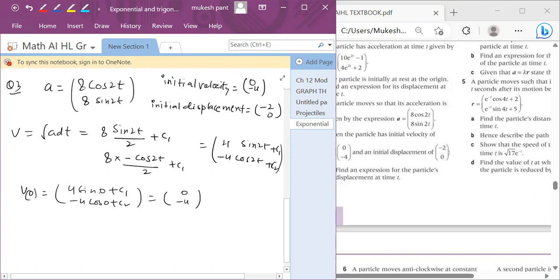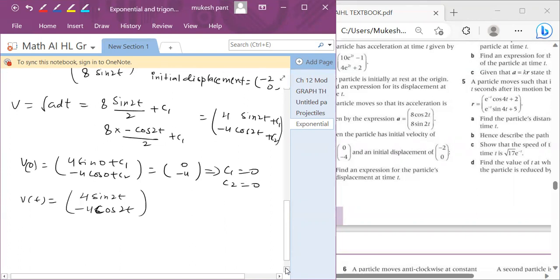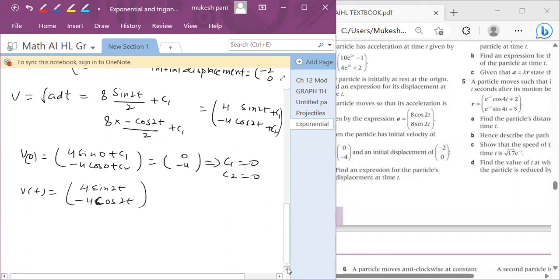So sine 0 is 0. So from here c1 equals 0, and cos 0 is 1, right? So minus 4 plus c2 equals minus 4. So minus 4 cancels, c2 is also 0. So v(t) will be 4 sine 2t minus 4 cos 2t, with c1 and c2 being 0. Now this is the velocity.